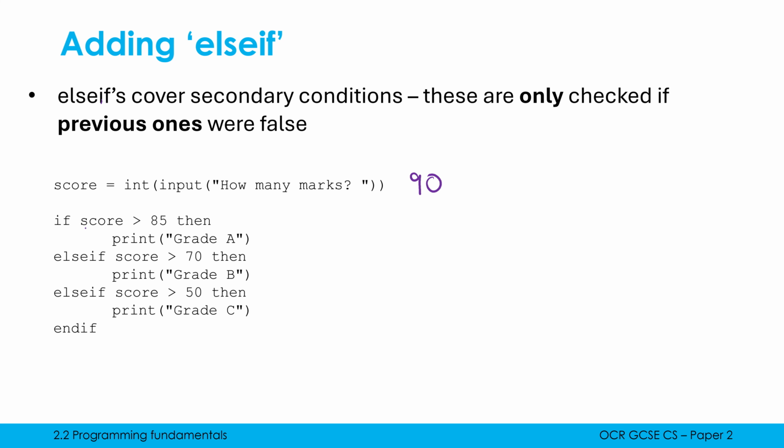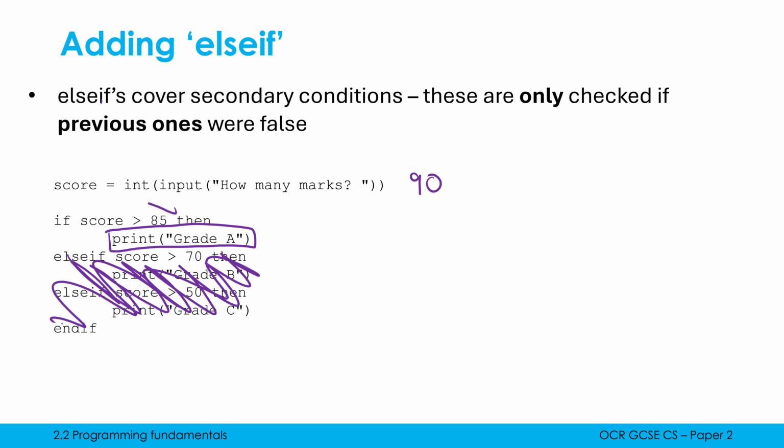Well, if score is greater than 85, 90 is greater than 85. So therefore this is true. Therefore the code inside this part runs. So we get grade A outputted on the screen. And if you read the definition again, elseifs are only checked if previous ones were false. So because this was true, these won't get looked at at all. They don't even get looked at.